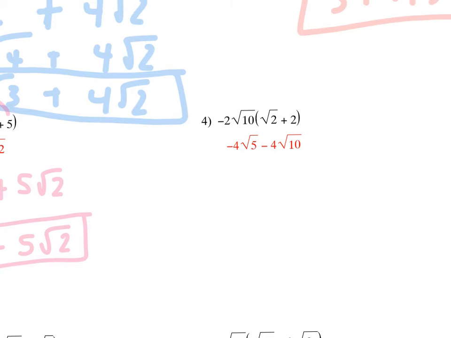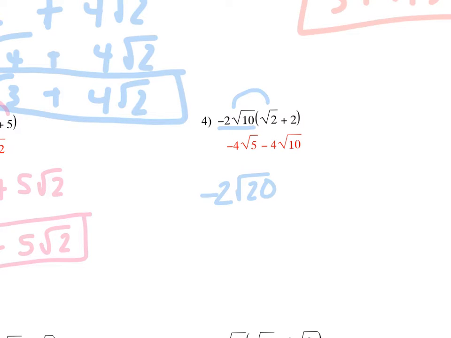Okay, number 4 has just a couple more square roots in them, but it's the same general idea. So it's going to be negative 2 the square root of 10 times the square root of 2. You can only multiply the square roots in that problem, so it's negative 2 times the square root of 20, because the 10 and 2 are both underneath the square root.